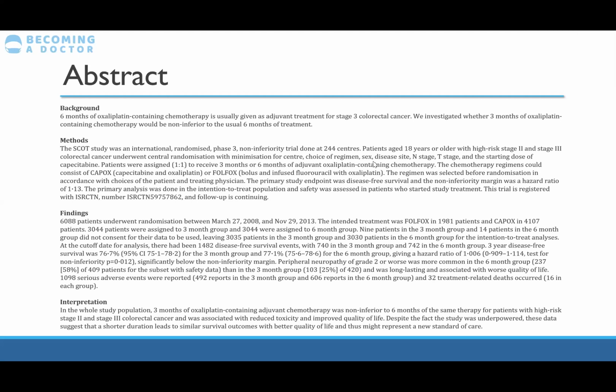I actually have a question. About how CAPOX or FOLFOX was chosen before randomization, and they didn't mention how the patient and the doctor choose which regimen to follow, and also together with your point about what the distribution is between the 2 regimens.